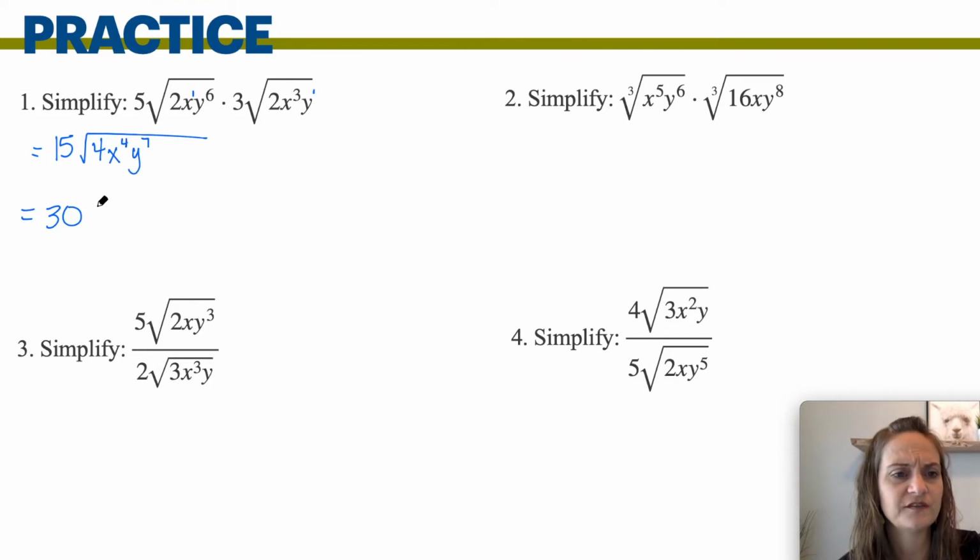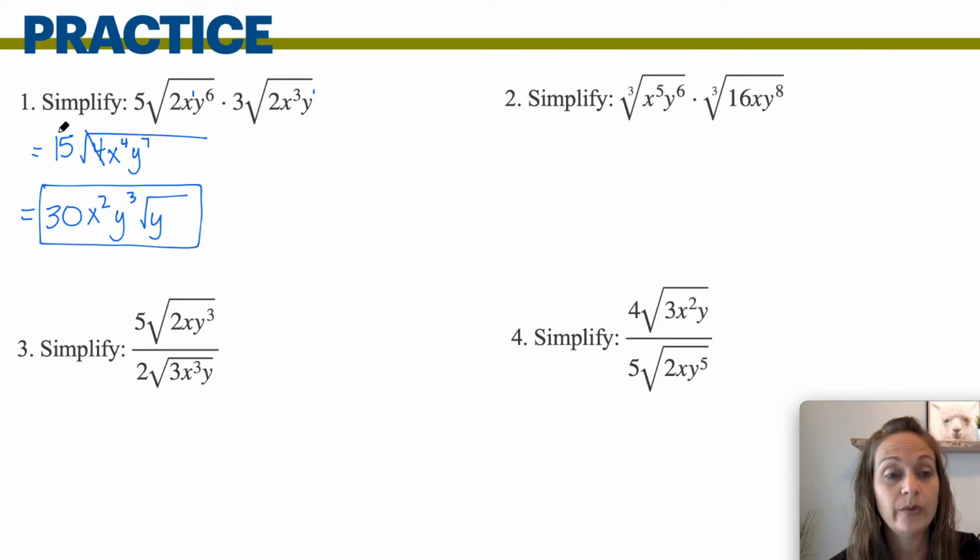So 2 goes into 4 2 times. So I have an x squared left. And then 2 goes into 7 3 times with 1 y left over. And that will be your final answer. Whatever you can pull out of the square root, in this case it's a 2, you will multiply by anything that's on the outside. So 2 times 15 gives me 30.